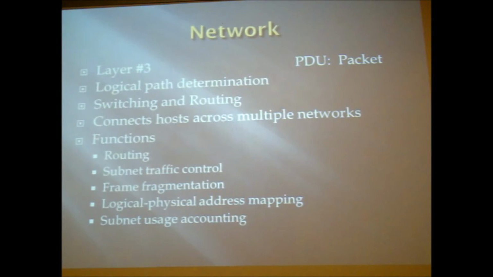Using switching and routing technologies, the network layer can transmit data from one node to another in an entirely different network. The main functions of the network layer include routing frames among networks, maintaining subnet traffic, fragmenting large frames for transmission and reassembly, translating logical addresses into physical ones, and accounting for different functions to produce billing information.